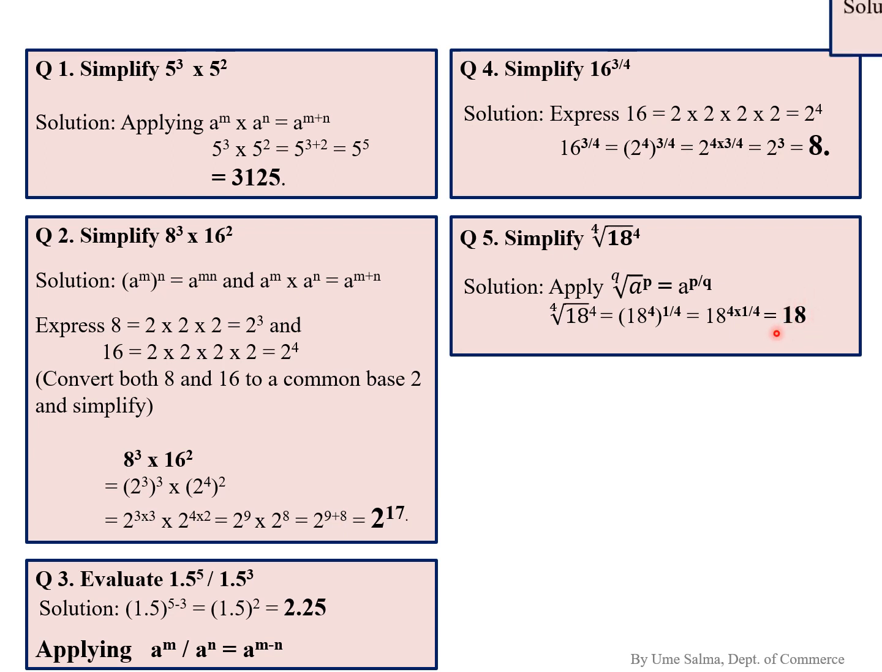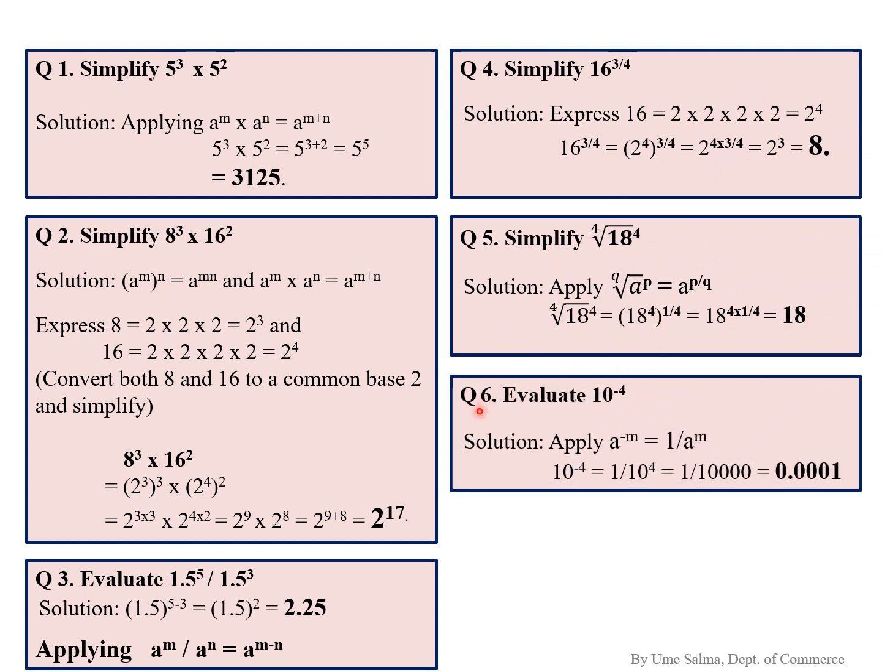Let us look at the next problem. Evaluate 10 to the power minus 4. This has a special significance here, that the power is negative. We have not seen any problem till now which has a negative sign in the exponent. Now we have also looked at a law which has the negative power. This law is a to the power minus m can be written as 1 divided by a to the power m. So this negative becomes positive as it has gone to the denominator.